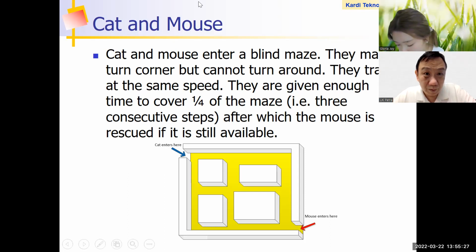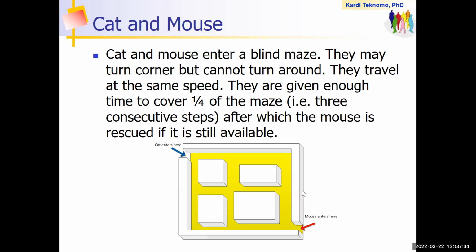Yes. Okay. So, this is another example of a mousetrap. This is a mouse and cat game. I just drew it in Visio. The cat and mouse will enter a blind maze. These are the blocks that we put inside. The cat will enter from here.